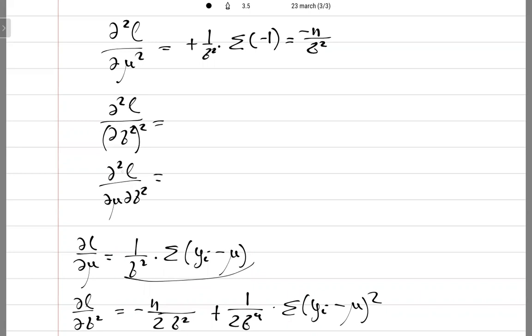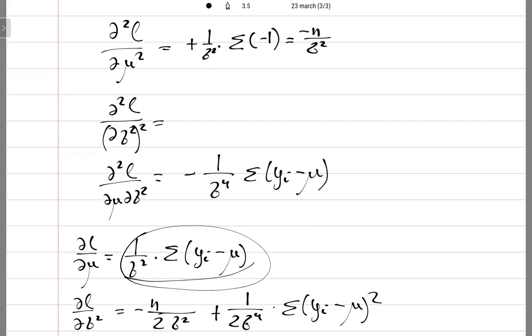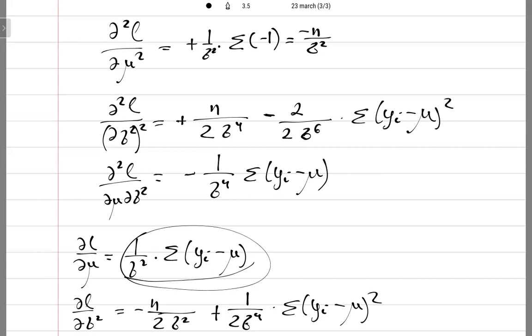Okay. What is the second derivative with respect to mu and sigma? So I need to take the derivative of the first expression with respect to sigma squared. So I will obtain minus 1 over sigma to the power 4 times the sum of y minus mu. And the most difficult, but let's be brave, it will be plus n to sigma power 4. Here I will have minus 2 over 2 sigma to the power 6 times the sum of y minus mu squared. Yeah, am I right? I believe yes.